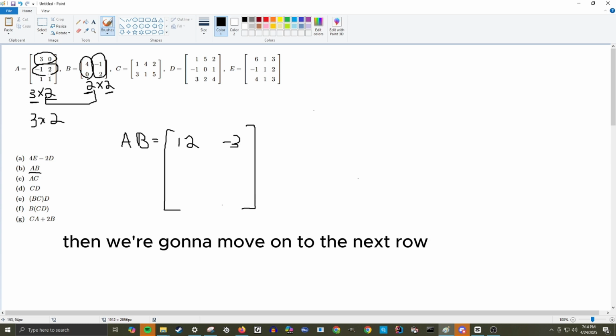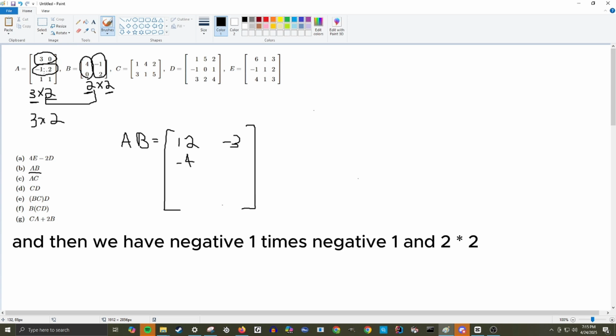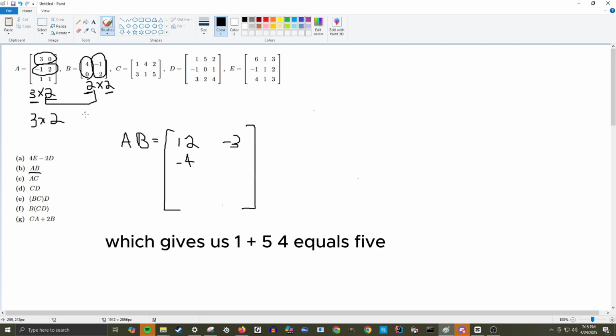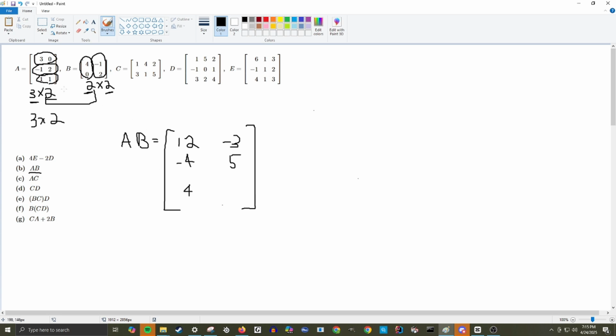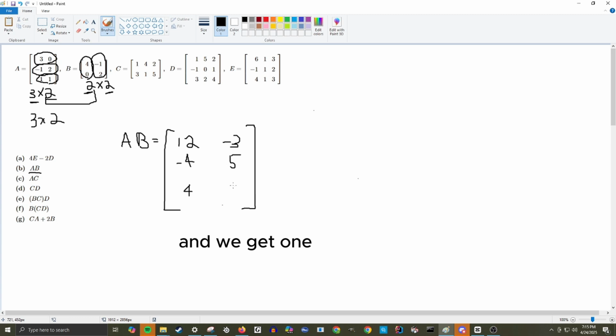Then we're going to move on to the next row. Negative 1 times 4 plus 2 times 0, negative 4. And then we have negative 1 times negative 1 and 2 times 2, which gives us 1 plus 4 equals 5. And then we have 1 times 4 plus 1 times 0, 4. And then we have 1 times negative 1 plus 1 times 2. And we get 1.